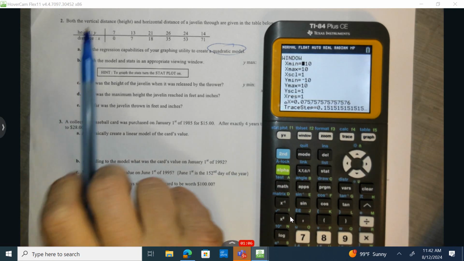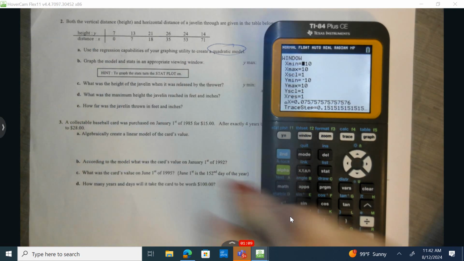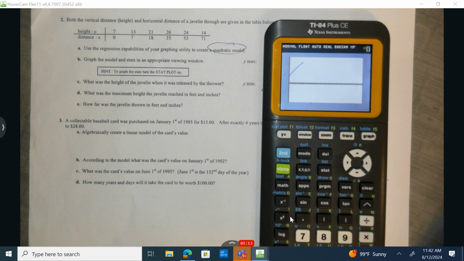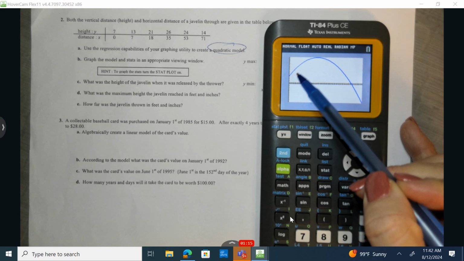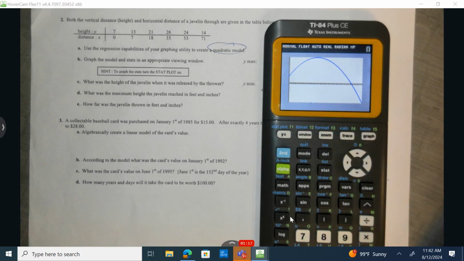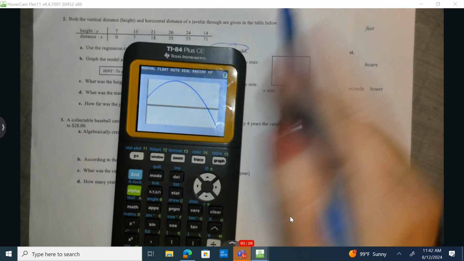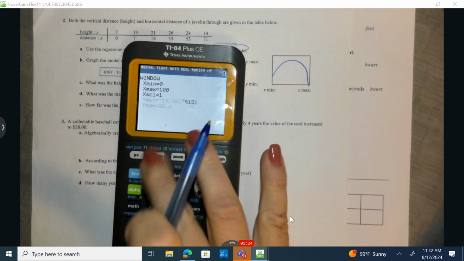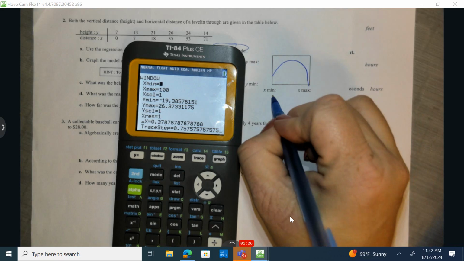Okay, now in Windows, let's look at the x's. It goes from 0 to 71, so let's go out to at least 100, and then we're going to zoom fit this. So this is the javelin throw, and we can see this is where the javelin would hit the ground. All right, so I would have you go ahead and draw this picture, and then you'd put the windows in. This would be 0 and 100.